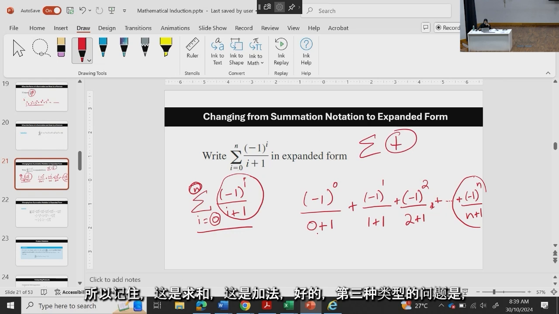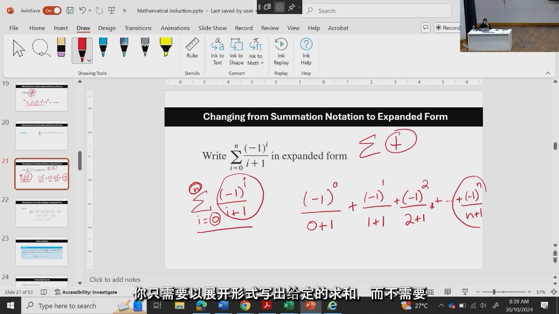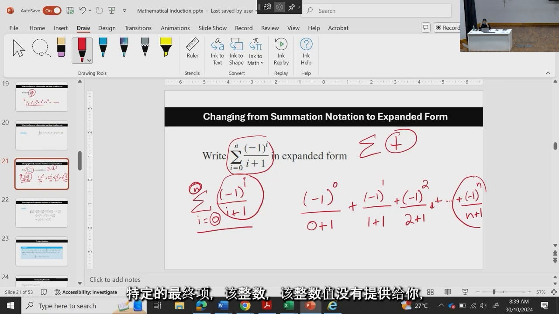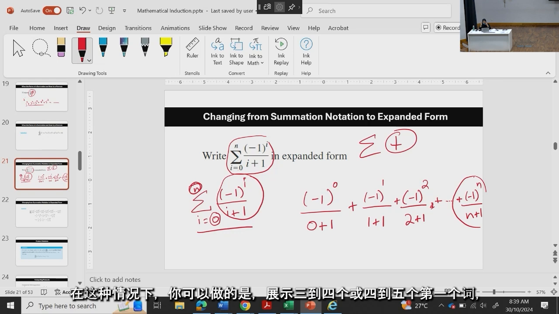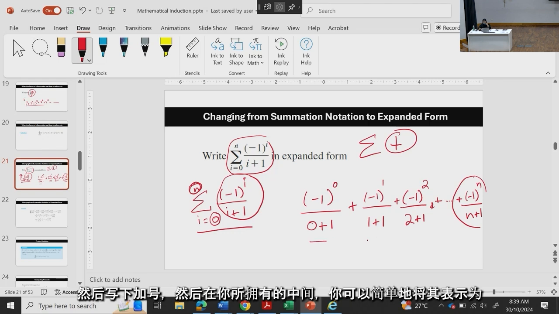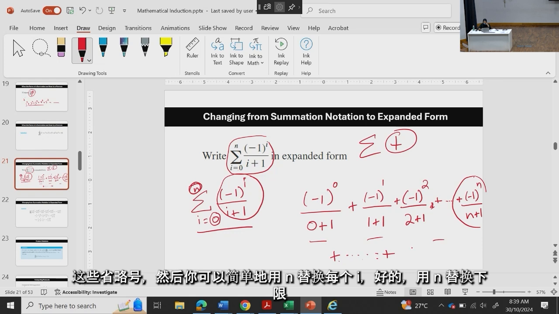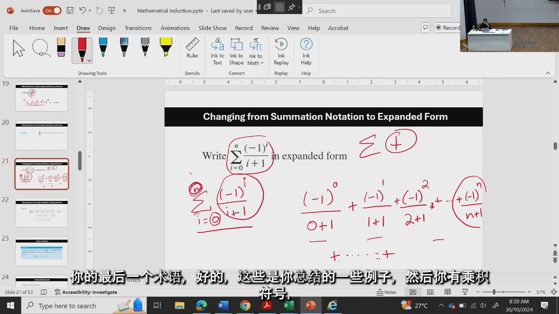Okay, and third type of question is that you simply have to write a given summation in its expanded form, where you don't have the specific final term. The integer value for that is not given to you. In that case, what you can do is show up to 3 to 4 or 4 to 5 first terms, and then just write down plus, and then in between whatever you have, you can simply show that as these ellipses, and then you can simply replace every I with n, the lower limit with n, as your final term.